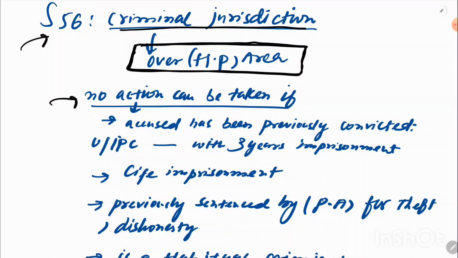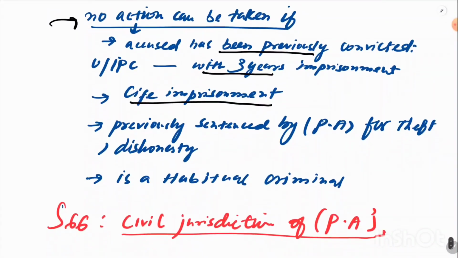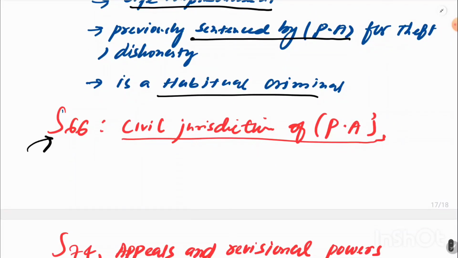First, if a person has already been accused or punished and has been imprisoned for 3 years, they cannot touch him. And if a person has been given life imprisonment, or if a person has been sentenced previously by Panchayat Adalat, that is also not eligible for them. And if a person is a habitual criminal, okay. And also there is some statement that if a person is bound to be of good demeanor under some sections of IPC, so I don't think that is important here. So that's it. Okay, now section 66 is very important.